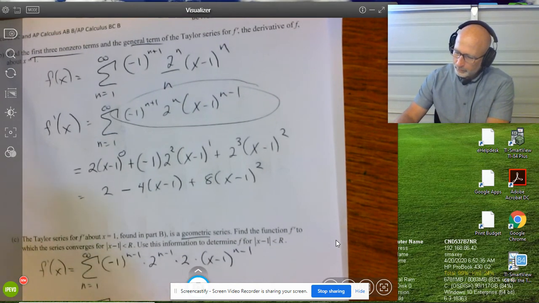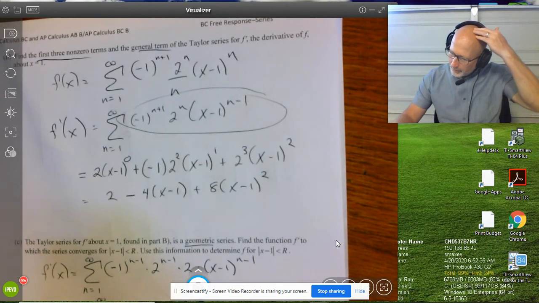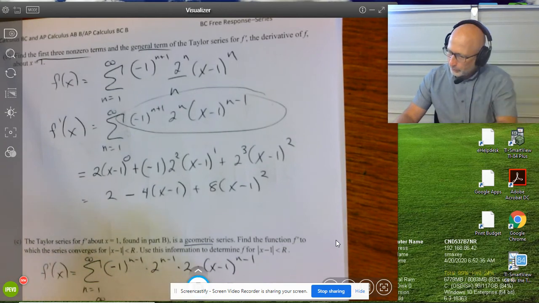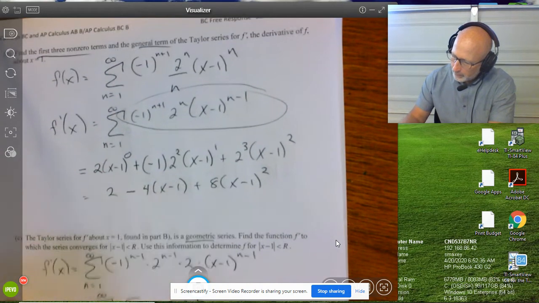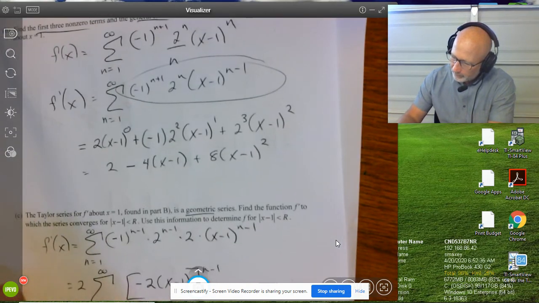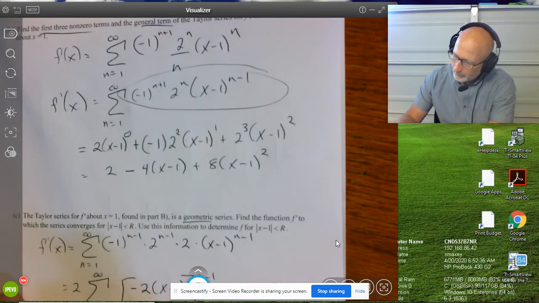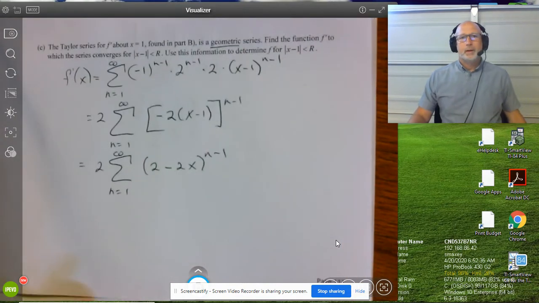So I have the summation for n equal to 1 to infinity of, and let's combine everything else, negative 2 times (x minus 1), all to the power of n minus 1. So this is 2 times the summation as n goes from 1 to infinity of, distributing, negative 2 times negative 1 gives you 2, minus 2x, raised to the power of n minus 1. Oops, sorry, can't even see that. Okay, so this is going to be geometric.